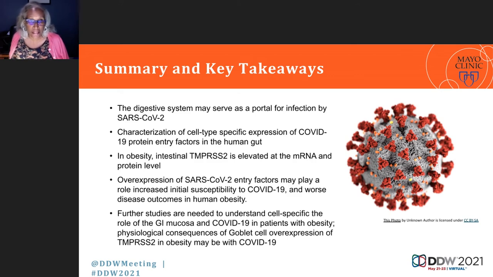human obesity. Further studies are needed to understand the cell-specific role of the GI mucosa and COVID-19 in patients with obesity. The physiological consequences of goblet cell overexpression of TMPRSS2 in obesity may be with COVID-19.